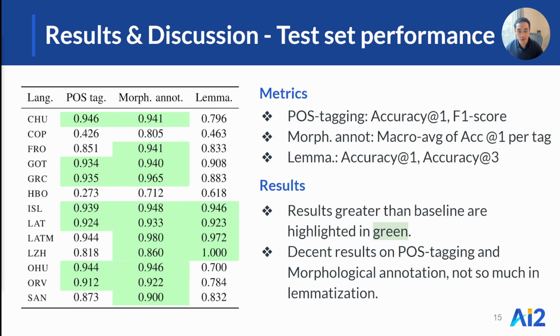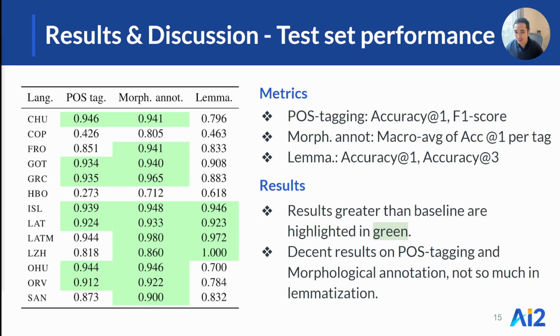As for our results, we compared against the baseline. Here, we just copied the results from the leaderboard in Codalab. We highlighted in green the scores where we beat the baseline. It shows that for parts of speech tagging and morphological annotation, we performed decently well, but not so much on lemmatization. As you can see, we only beat the baseline for medieval Icelandic, the 2 forms of Latin, and classical Chinese. We inspected the resulting edit trees, and I think one big issue is the script itself.